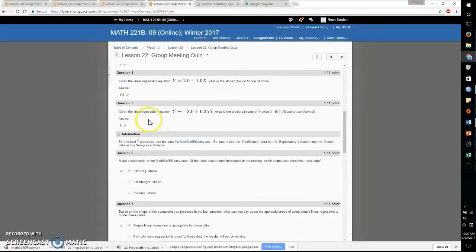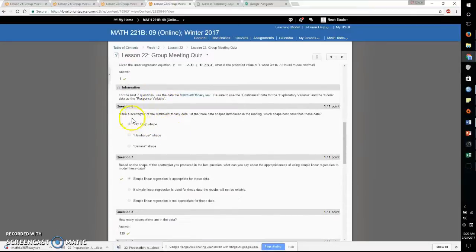Question 5. Given the linear equation, or regression equation, negative 3 plus 0.25x, what is the predicted value when x is 16? So you do 0.25 times 16, or a fourth of 16, which is 4, plus negative 3. And so the answer is 1.